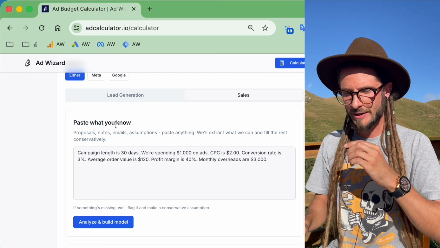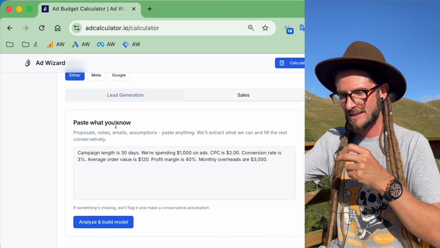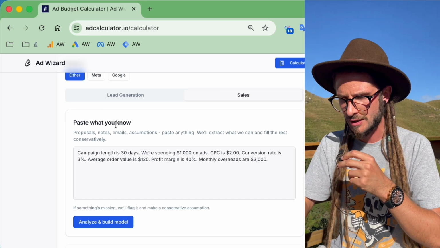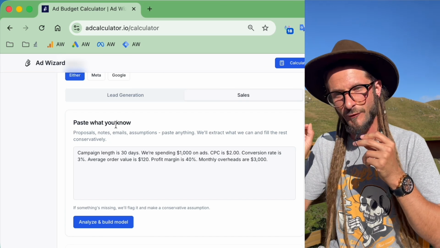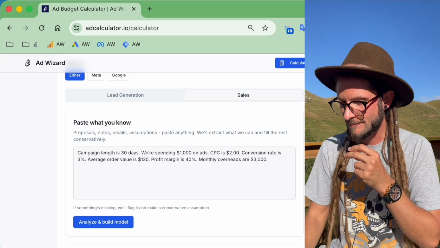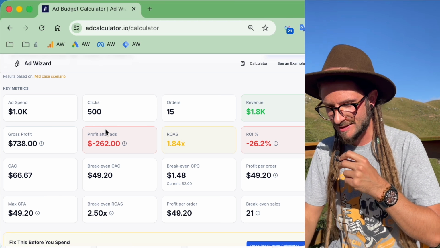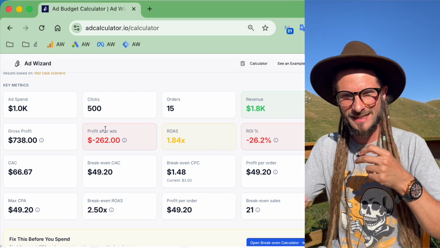Okay, let's try this one with some campaign length specifics, right? So if the campaign length is 30 days, we're spending $1,000 on ads. CPC is $2. Conversion rate is 3%. Average order value is $120. Profit margin is 40%. Monthly overhead costs are $3,000. When we add some real business pressure, this example looks strong. But look at this, guys. Again, profit after ads, losing money. The company is in the red after spending $1,000 on ads.